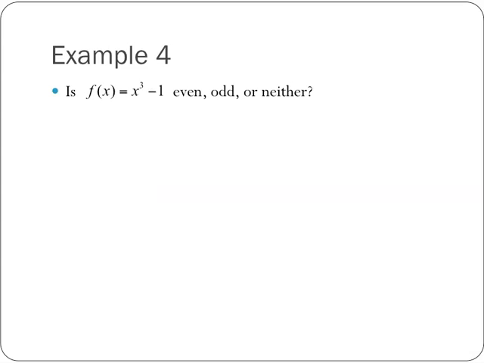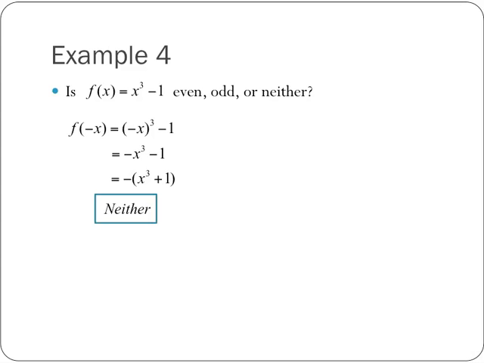Example 4. Is f of x equals x cubed minus 1 even, odd, or neither? Plug in negative x. Negative x cubed. Well, if you cube a negative number, it will stay negative, so this will be negative x cubed minus 1. If it helps, you can try factoring out a negative, and this is negative x cubed plus 1. So it's the opposite of x cubed plus 1, which is not the original function. The original function was x cubed minus 1. So this is neither even nor odd, so we would just say this is neither.